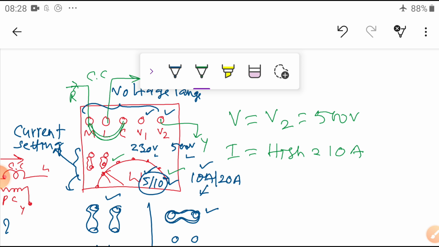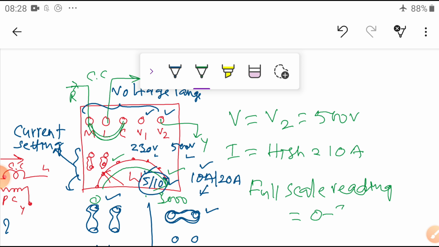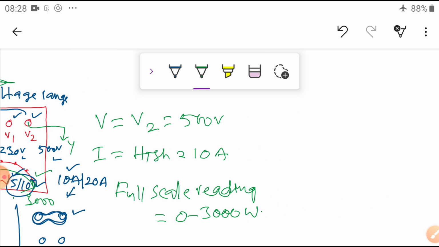At the same time, observe the full scale reading in the meter. For example, from these readings, 0 to 3000. For example, we take 3000 watts as the maximum reading. What is the full scale deflection? Full scale reading is the reading given on the meter, that is 0 to 3000 watts. So, these are the given values. From this I am going to calculate the MF. So, now what is the MF?